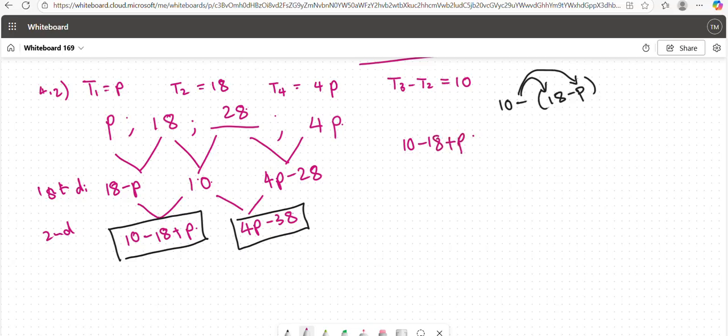Plus p is equal to a 4p minus 38. And this just gives me a negative 8. I'm going to take the p over. I'm going to bring the 38 to this side. It'll be a positive. And it's a 4p minus a p. And this is a positive 30. This is a 3p. Divide by 3. Divide by 3. And so p is actually equal to 10.